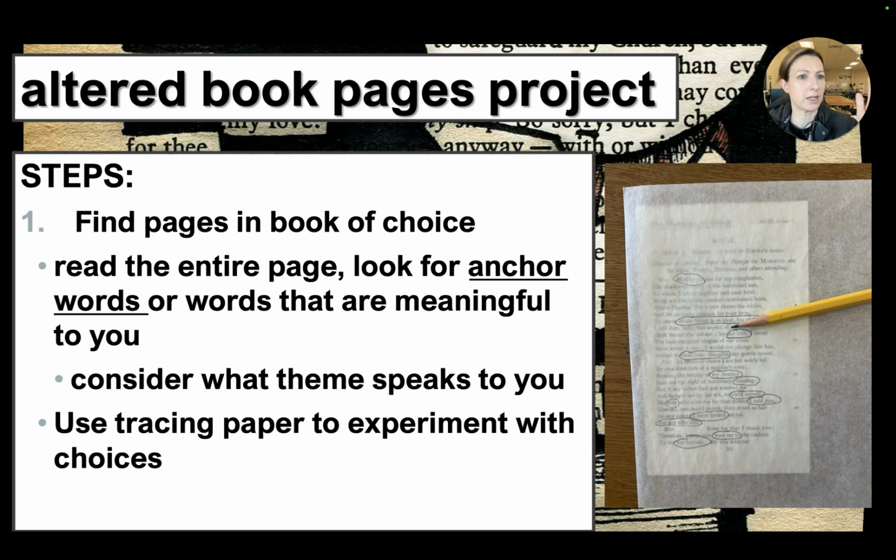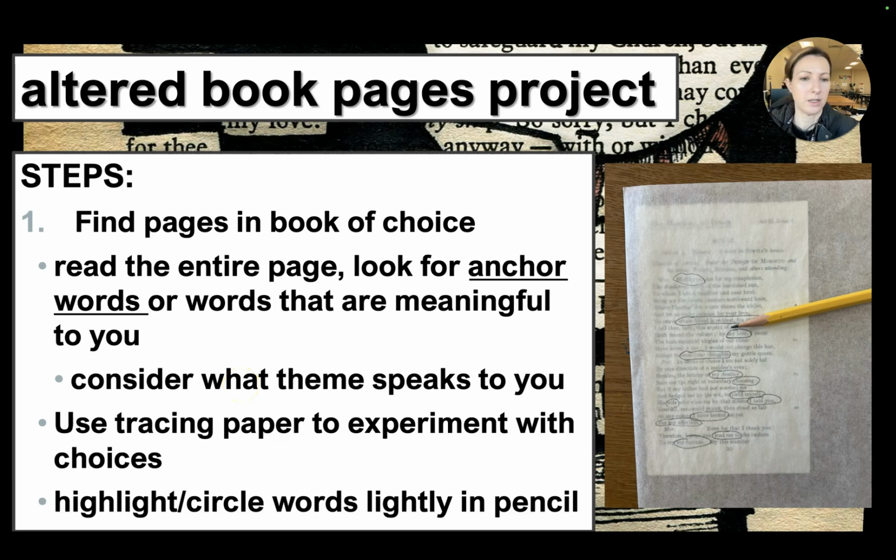And then if you decide that those are not what you want to pick, you can get a new piece of tracing paper and then redo it. So don't draw on your page first because I only have a few of the books. And then highlight, circle words lightly. Like I said, you can also get a new piece of tracing paper and then try different versions before you choose what's going to stick.